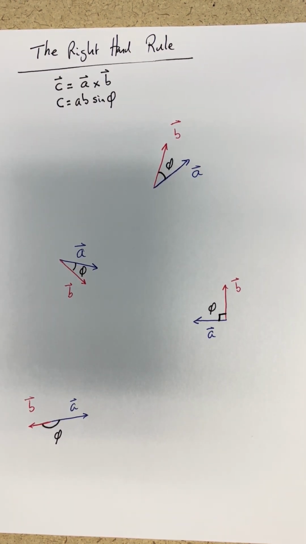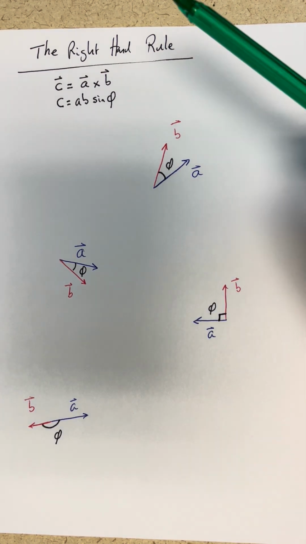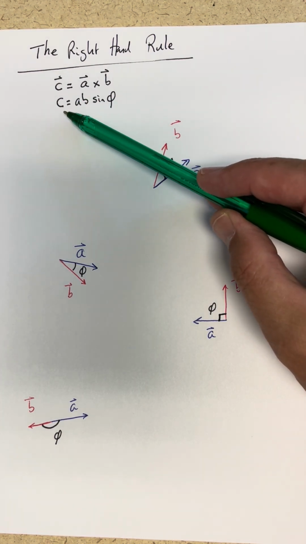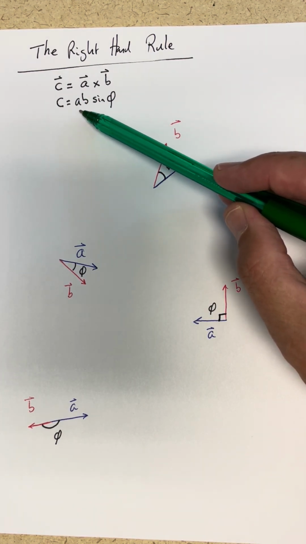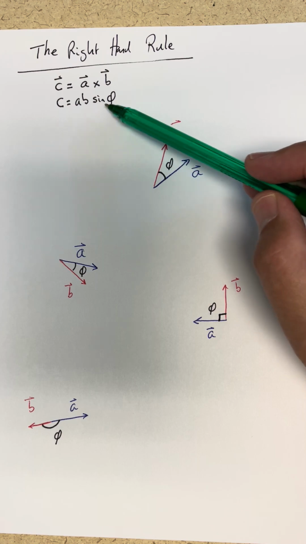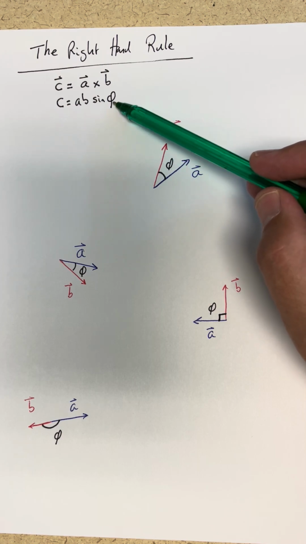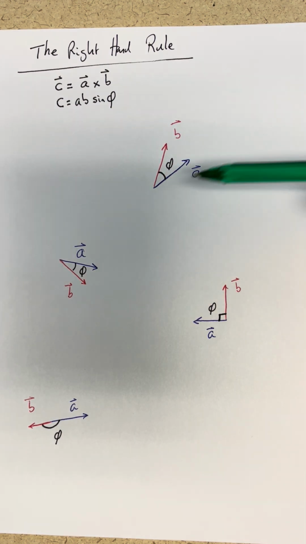Let's go through a few examples of using the right-hand rule to find the direction of a vector cross product. So we have vectors A and B in a few different arrangements, and the magnitude of the vector C is given by the magnitude of the vector A, magnitude of the vector B, times the sine of the smallest angle in between them when you put them tail to tail.